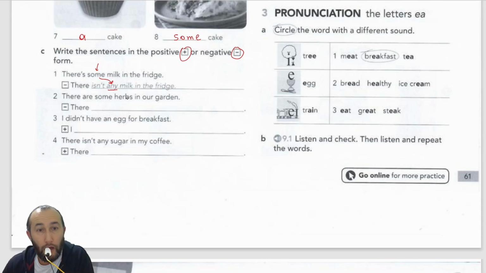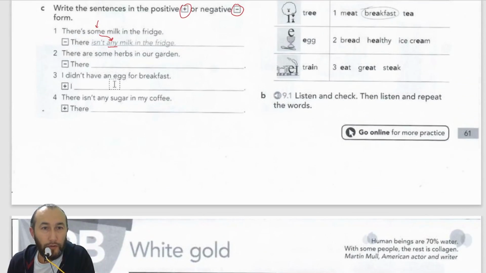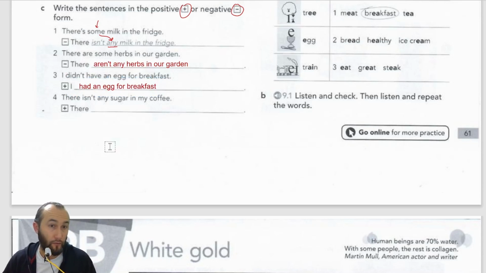So there are some herbs in our garden. Now, negative, there aren't any herbs in our garden. That's it. Number 3, I didn't have an egg for breakfast. So the positive, I had an egg for breakfast. So an egg is a singular form, so it doesn't matter whether you're going to use it in positive or negative. An egg will stay as an egg. So I had an egg for breakfast. That's it.